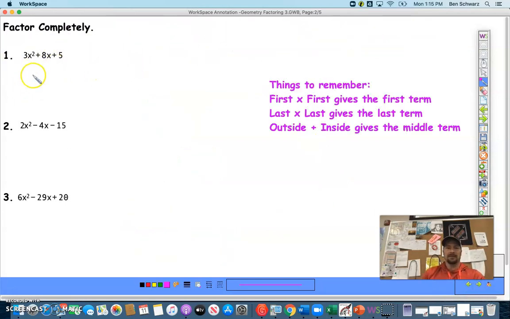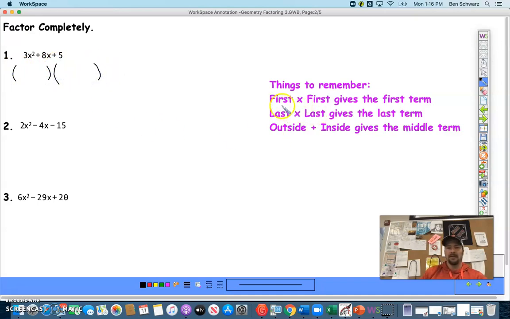All right, so let's talk about some of these trickier ones. Now, yesterday, all the ones we did had nothing in front of this x squared. So this is when your leading coefficient is not 1. So in these situations, first of all, just like before, it does help to set up your parentheses first. So we got a parenthesis and a parenthesis.